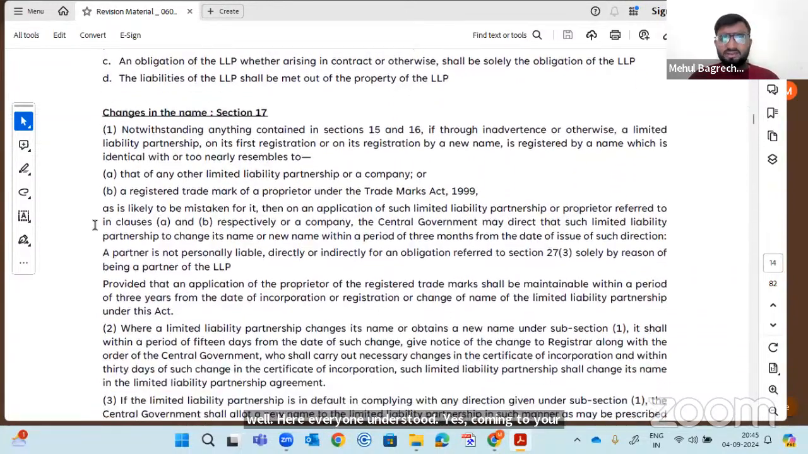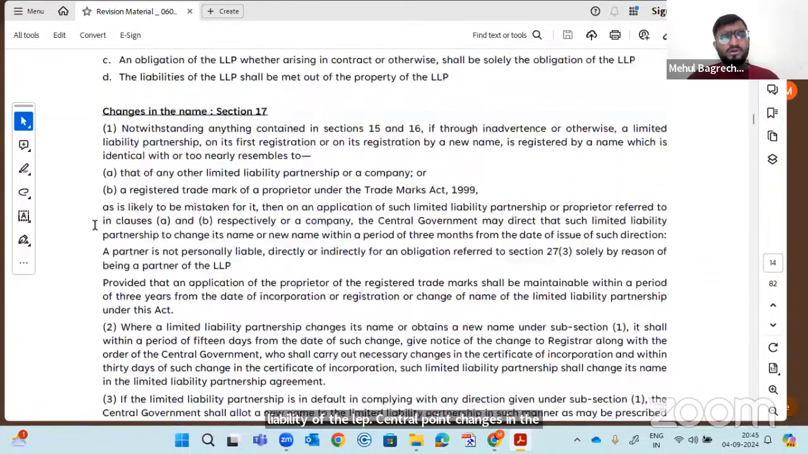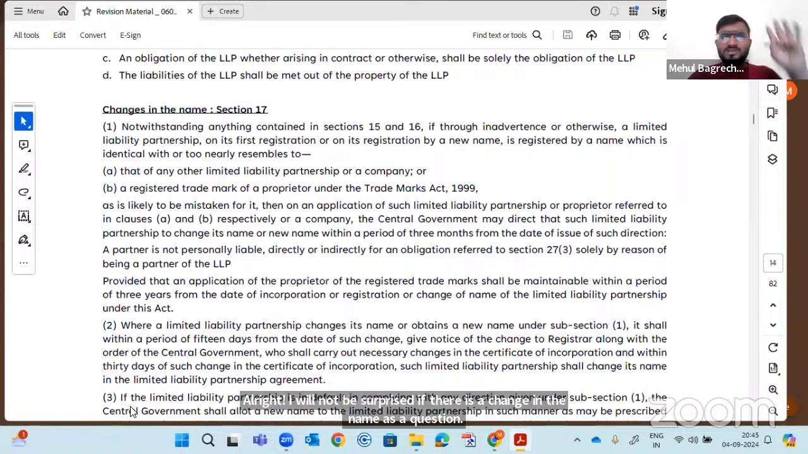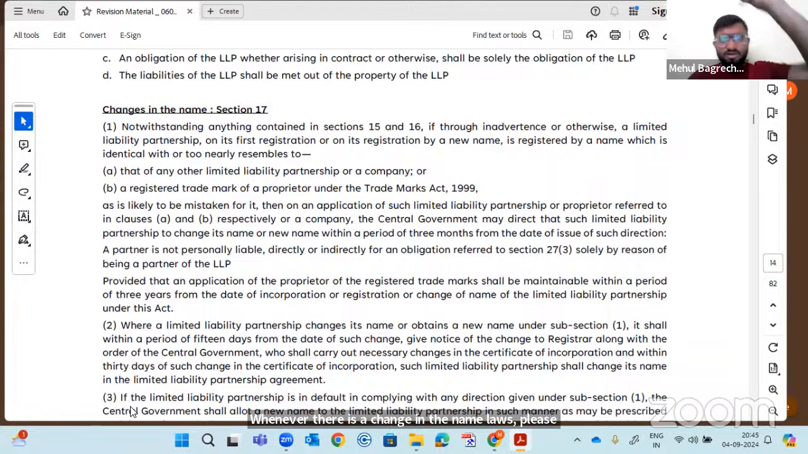Changes in the name. Whenever there are changes in the name, how do you go about it? This has been asked in recent attempts. I will not be surprised if there is a change in the name as a question. Whenever there is a change in the name, the law says please inform your registrar. Something that you should already know.